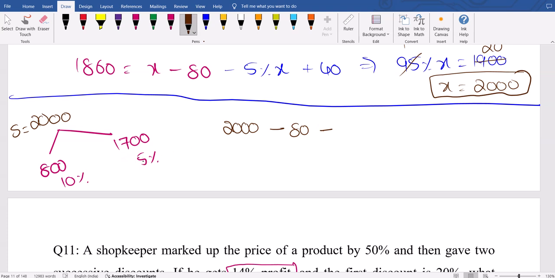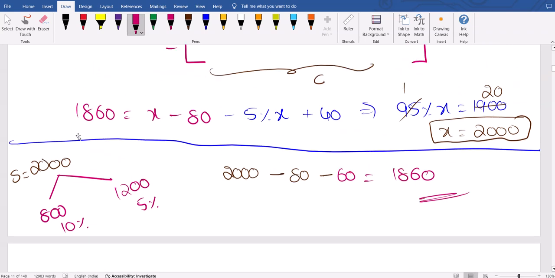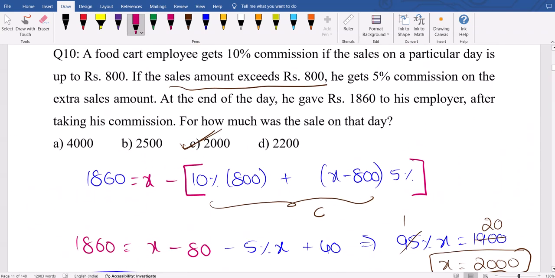For the remaining amount, 5% commission. So this is 1200. 10% is 120, 5% is 60. So 140 removed: 2000 minus 100 means 1900, minus 40 means 1860. You check that. This is the amount he returned, right? If sales is 2000, then that person can take the commission and give 1860 to his employer. Employer means the owner here, we can say.